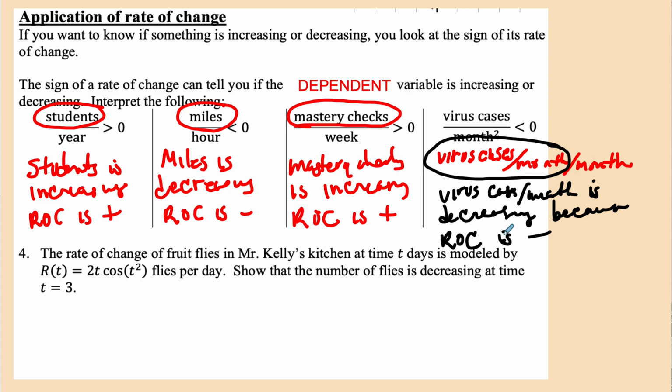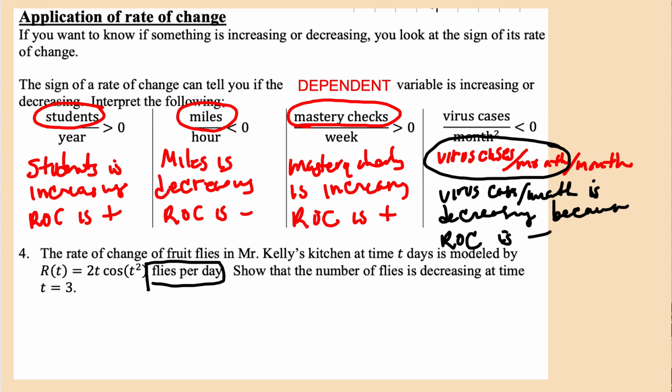All right, let's look at the last one. The rate of change of fruit flies in a kitchen at t days is modeled by this formula, flies per day. So understand that this function is already a rate of change. The question says, show that the number of flies is decreasing at time t equal to 3.